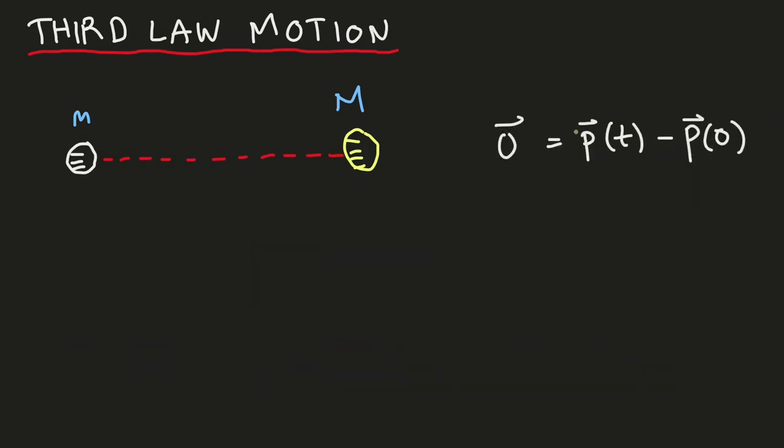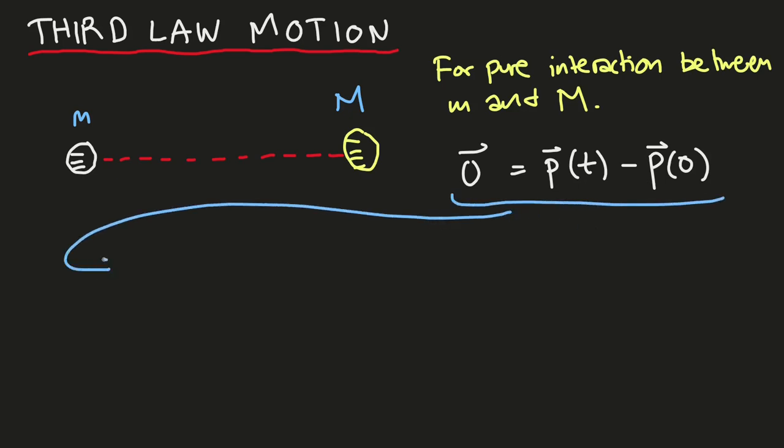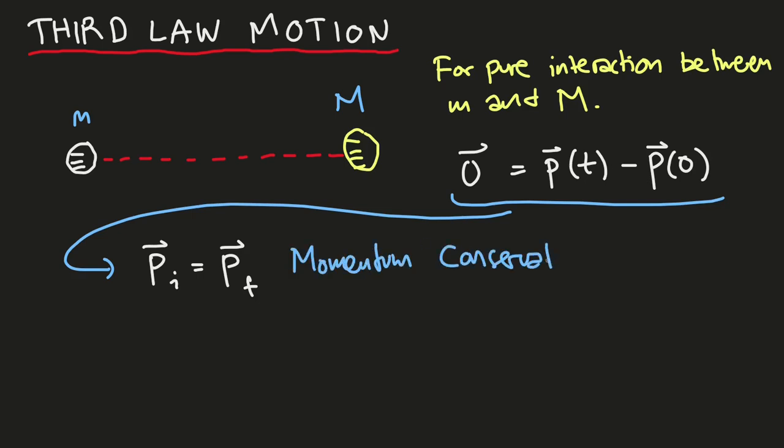And according to this result, the difference between the momentum vectors is equal to the 0 vector, or we can denote this as the p vector initial, at t equal to 0, is equal to the p final vector, or the momentum vector at t. In this system, this is known as momentum conservation.